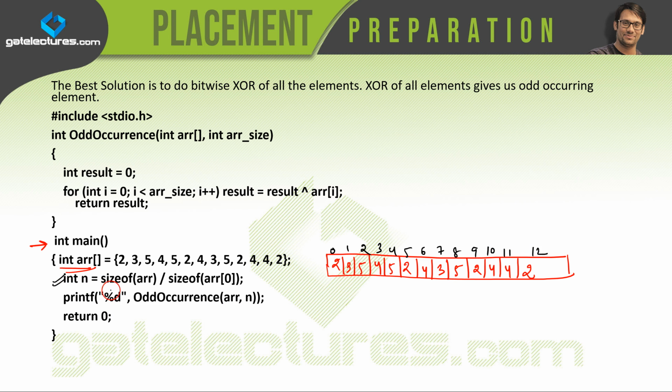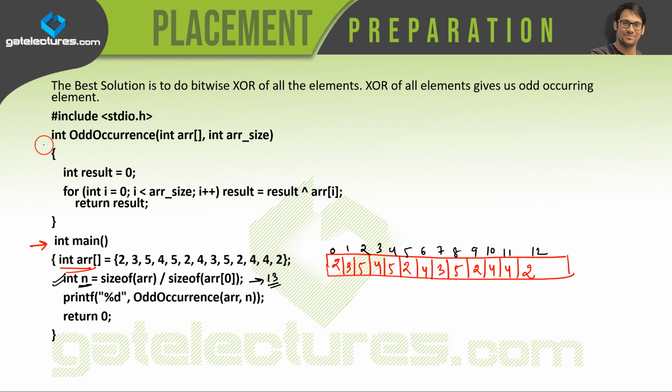The next is we are finding out the size of the array. So size of this array is divided by size of the index location 0. This is going to tell what is the total number of elements inside this array. We have already seen in our programming videos how this statement is working. So this gives us the size of the array as 13.